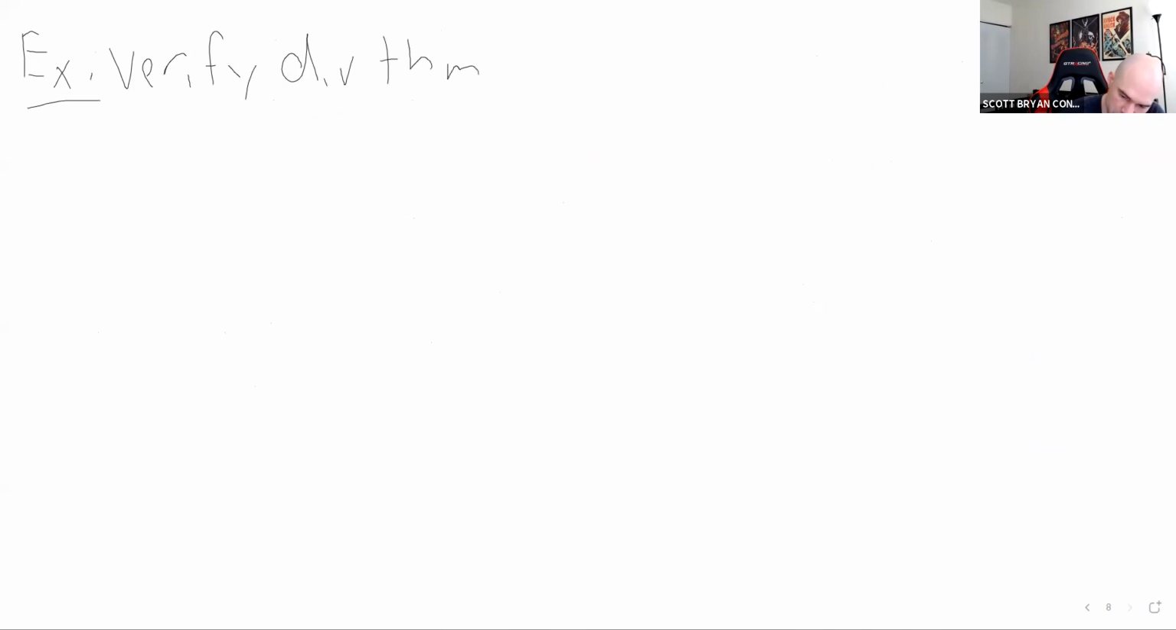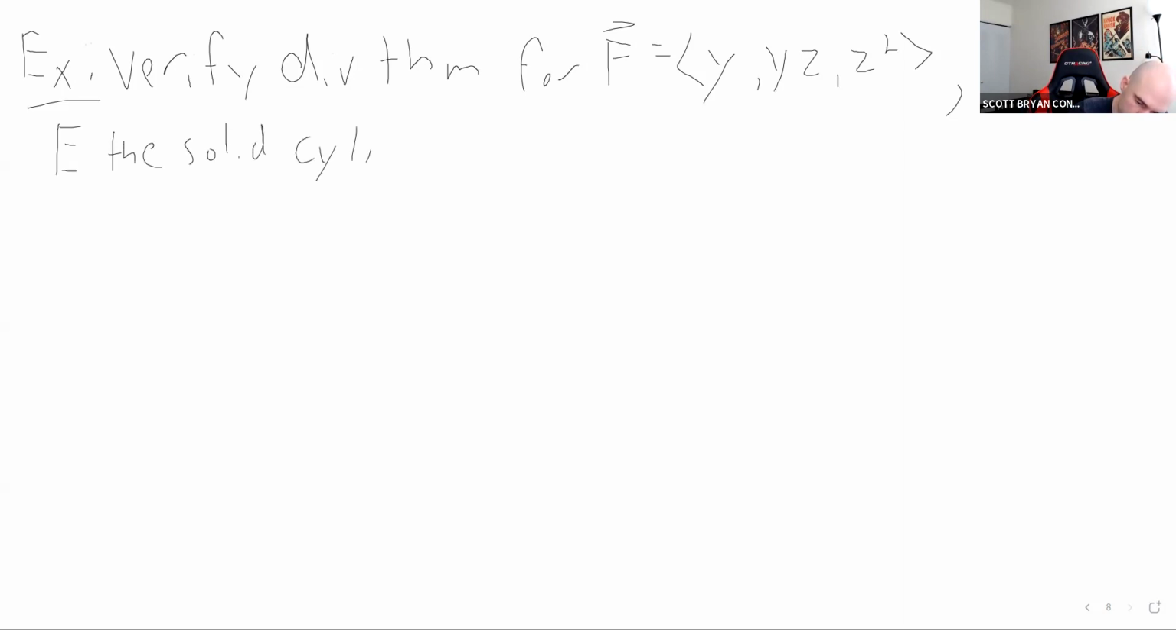So let's verify the divergence theorem for the vector field F, which is y, yz, z squared, and here E is going to be the solid cylinder: x squared plus y squared less than or equal to 4, and z goes from 0 to 5.